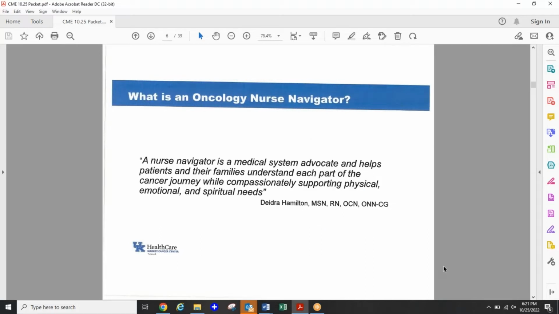So what is an oncology nurse navigator? I like this definition, so I kind of wanted to share it tonight. A nurse navigator is a medical system advocate, and they help patients and their families understand each part of the cancer journey while compassionately supporting physical, emotional, and spiritual needs. As a nurse, I think this is closely aligned with the definition of a nurse, but a nurse navigator is given the unique opportunity to focus on these aspects of patient care and interaction, which are just as important but separate a lot of times from the clinical area of patient care.